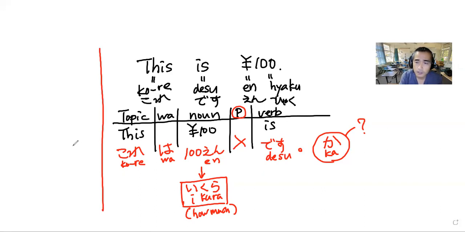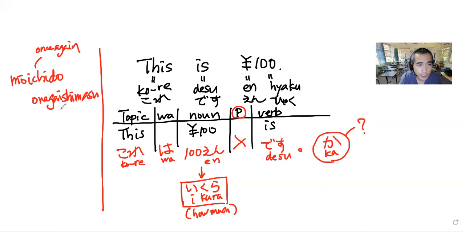You can say もう一度お願いします。もう一度 means once again. お願いします is please. When you ask for something, お願いします is a very useful expression. もう一度お願いします: once again, please. If a native speaker hears that, they will repeat the phrase once again.